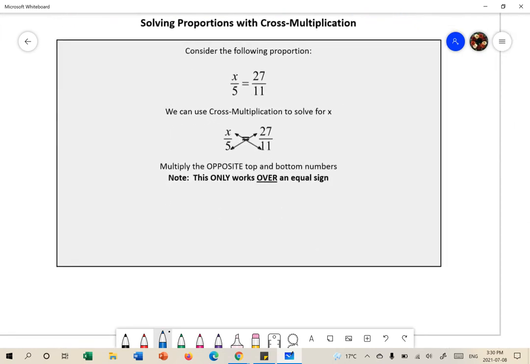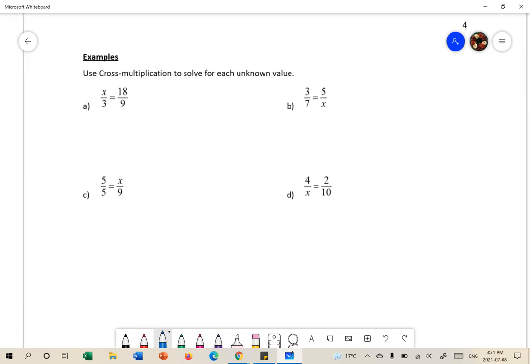We learned last lesson about solving proportions with cross multiplication. We're just going to do a few more examples to consolidate our learning. Now remember that we can only cross multiply when there is an equal sign that separates our 2 ratios. So let's cross multiply to solve for our variables. Remember, our numerator is going to be multiplied by our opposite denominator, and our other numerator is going to be multiplied by our opposite denominator.